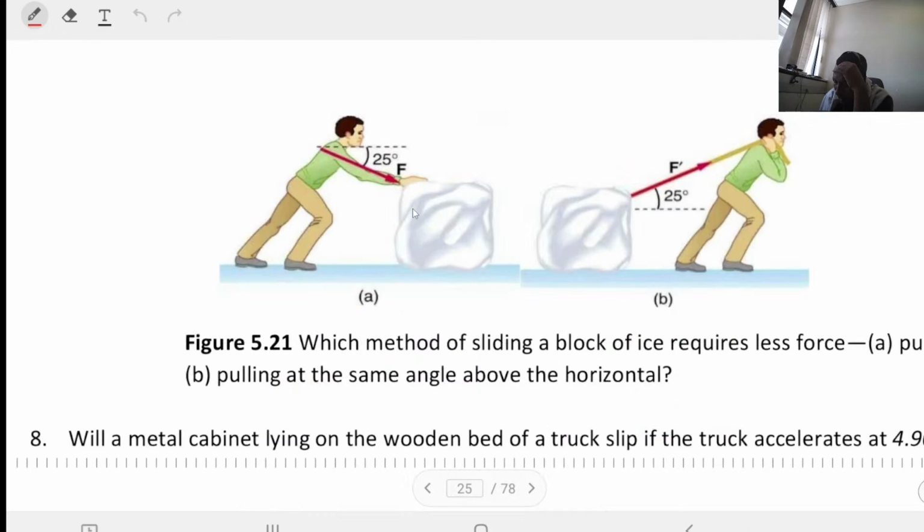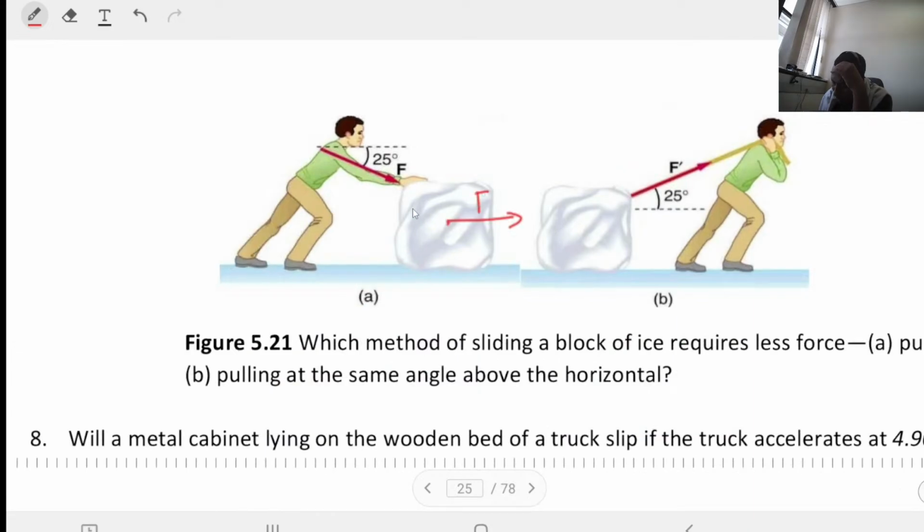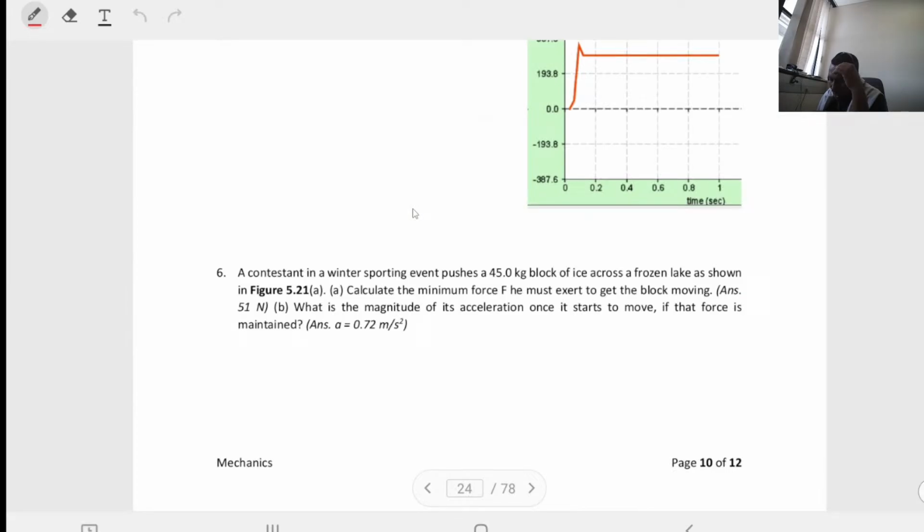I'm gonna rewrite F cos theta, F sin theta, mg, and then the object moves that way, the frictional force is this way. That's where we are. Go back to my page. Then I said, calculate the minimum force F he must exert.